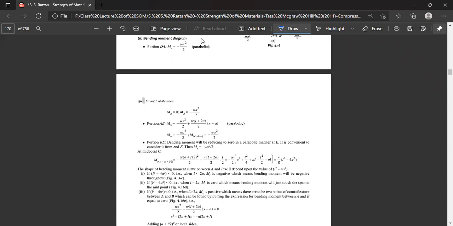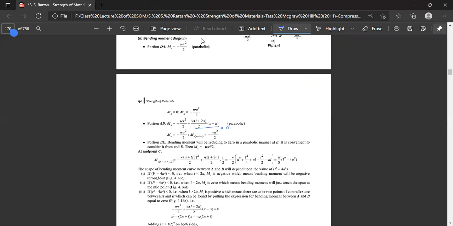If we put the value of x equal to a, which is at the point A, then the bending moment at A will be equal to w squared divided by 2 multiplied by w l x, l plus 2a divided by 2 multiplied by a minus a, means this portion will become 0. So the bending moment reduces to minus w l squared at A, and at the point B, where x is equal to l plus a, it will become minus w a squared by 2 again.